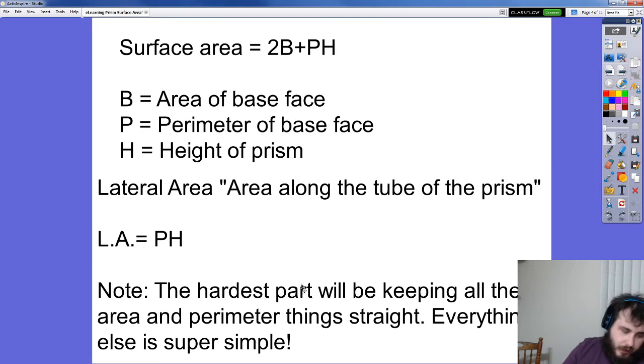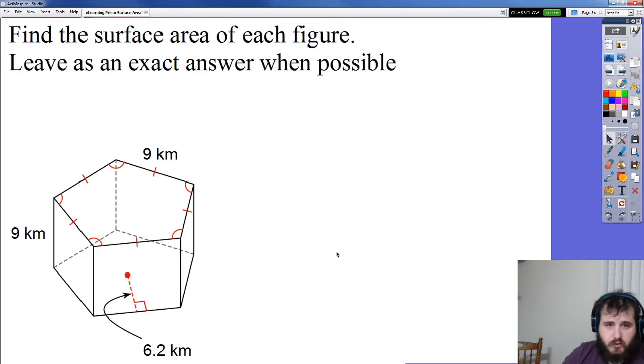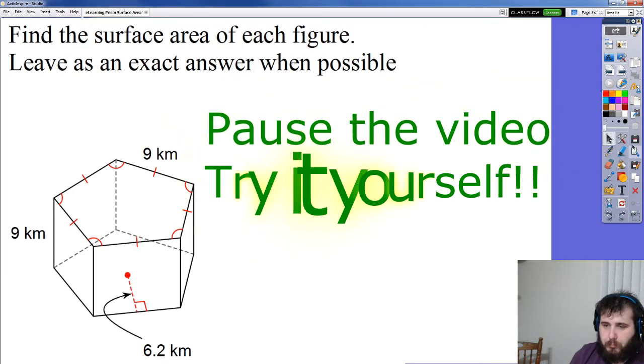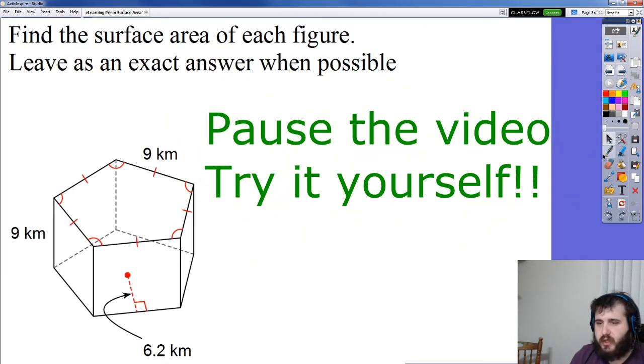To be very honest, the thing that's going to make this difficult, if at all, is just remembering how to find area and perimeter. If you can find area and you can find perimeter, you will be fine for sure. I'm going to do a bunch of examples, and I'm going to give you a chance to play along at home, but I want to just do this one together.